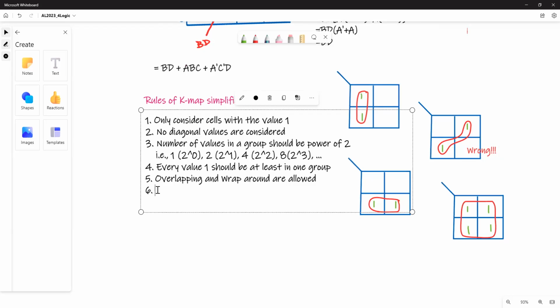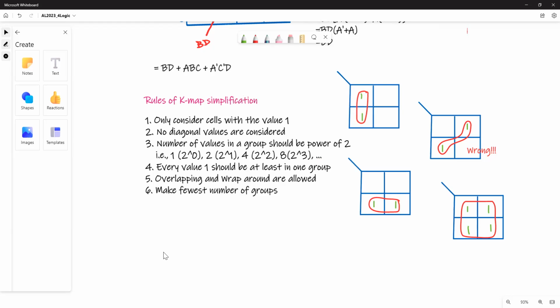Last one, make the fewest number of groups. Right? We are trying to create the minimum number of groups.